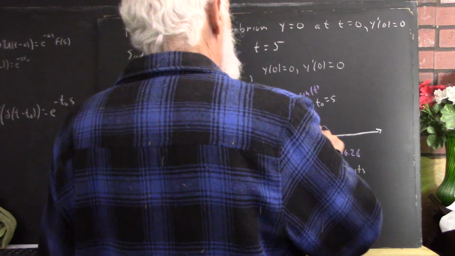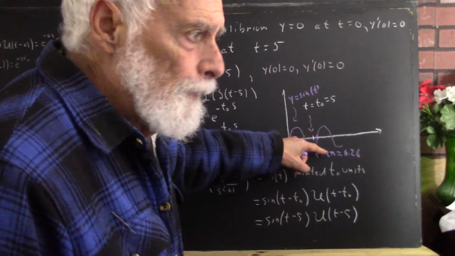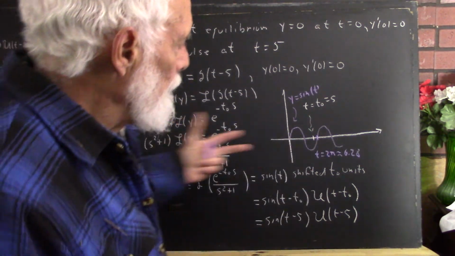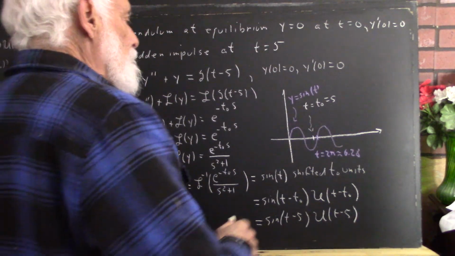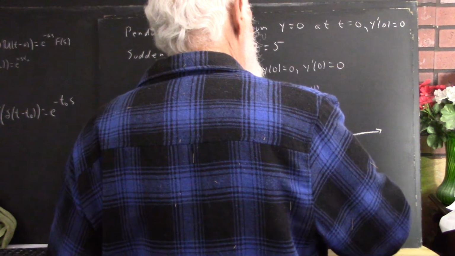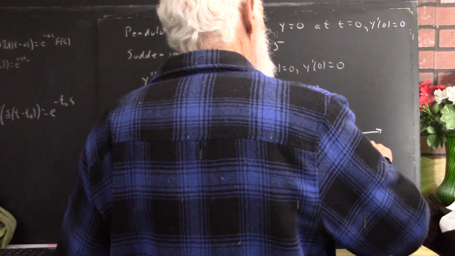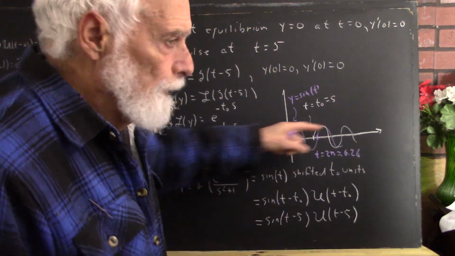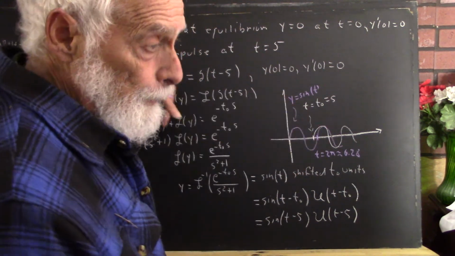Right, there's t equals 5. So what do we have to do? We have to shift this graph 5 units. Well, we shift the graph of the sine function 5 units, and we get a graph that looks like this. But of course, the sine function shifted 5 units can continue back past t equals 0.